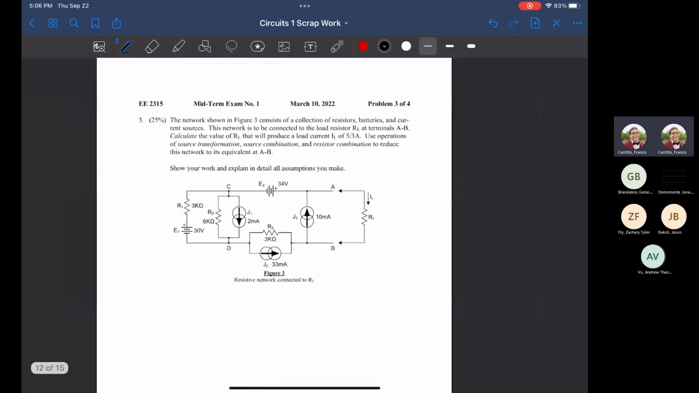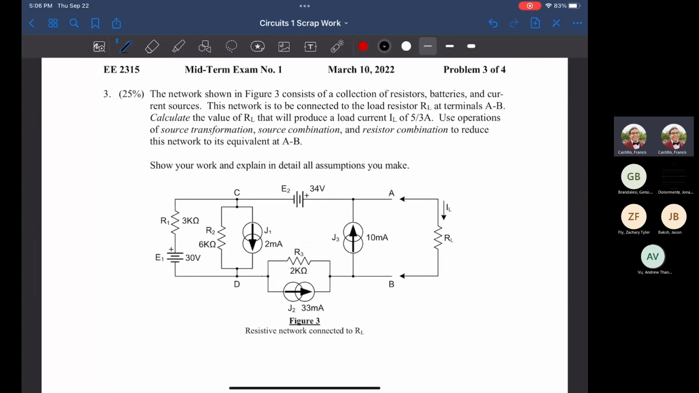If not, then we'll be moving forward to question 3. This one is a fun one, honestly. I thoroughly enjoyed this one because it's pretty straightforward.